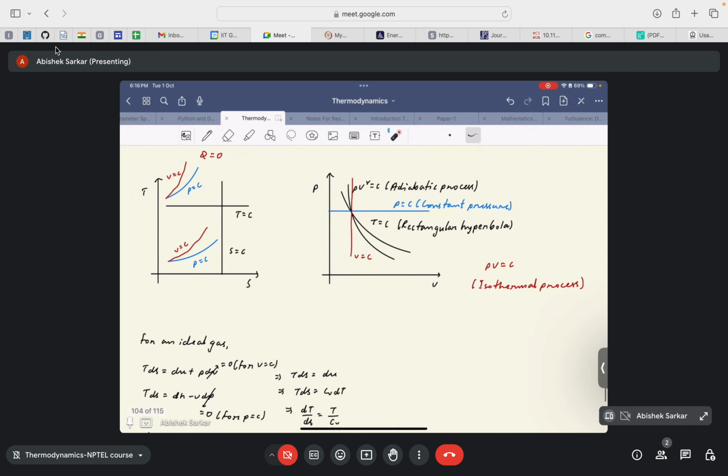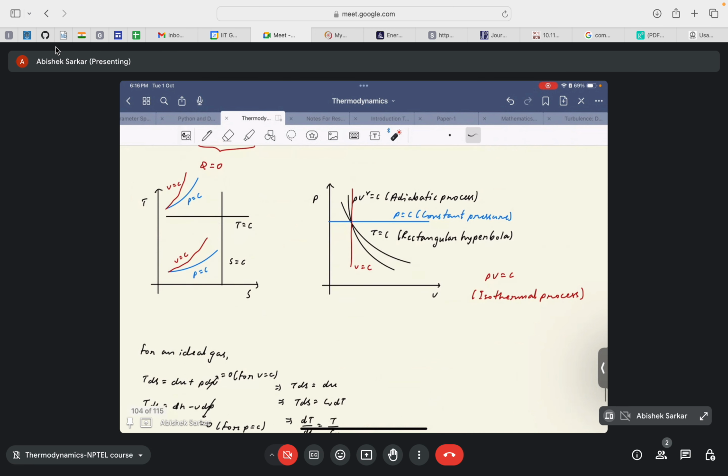Now what we are concerned with is how to distinguish between these two processes, P equals C and V equals C. How are they different from each other? If two processes are shown simultaneously in the TS diagram, which of the two processes will have a higher slope? So we are trying to distinguish between these two in a TS diagram, right? How to distinguish a constant pressure and a constant volume process in a TS plot, right? That is our primary concern. So in order to do that, we take the help of the thermodynamic property relations, right?